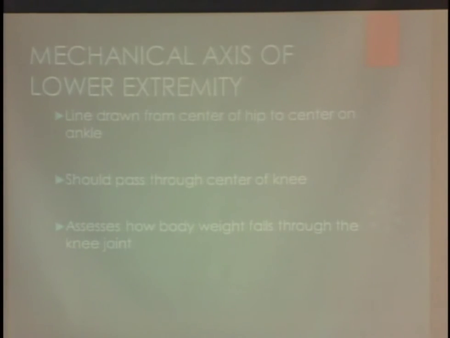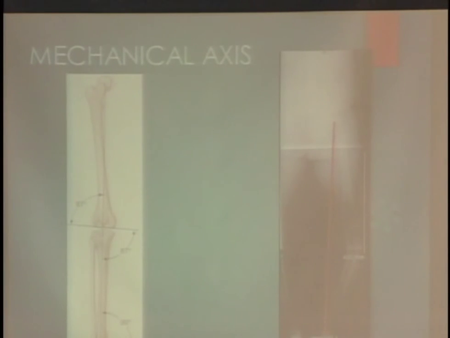So the mechanical axis is one thing that we use, and this is not a hard measurement to make. It's basically drawing a line from the center of the hip to the center of the ankle and seeing where the body weight falls through the knee. It should pass through the center of the knee in general, again, past this 10, 11, 12 age range, okay?